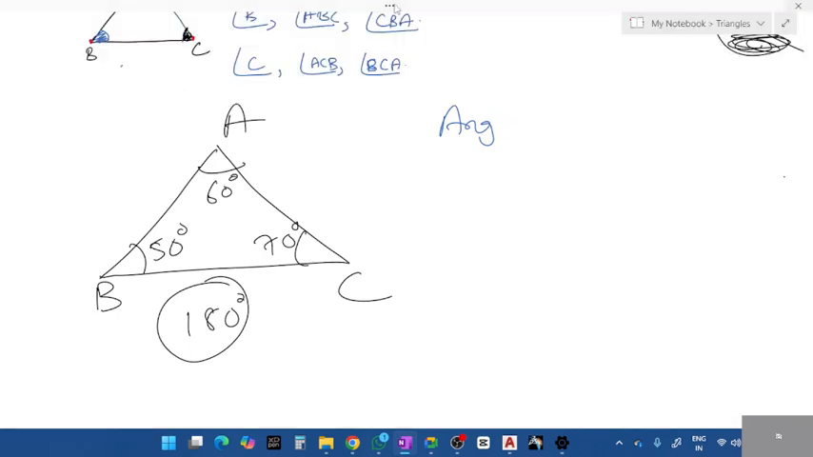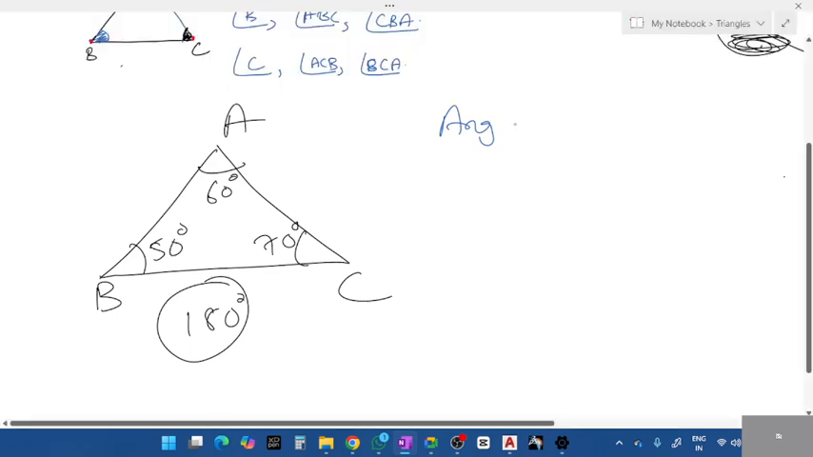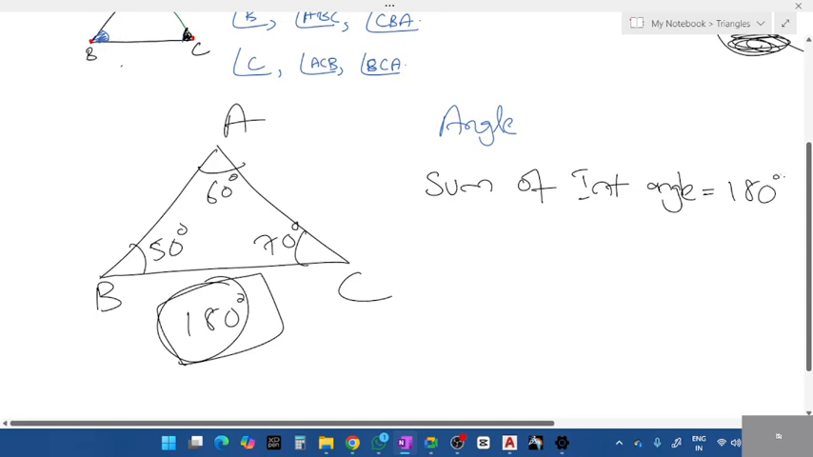angle in. Okay, what are we doing here? Adding or subtracting these angles to get 180? What's the mathematical term we use? We use sum. Sum of what kind of angles are these, interior or exterior? Interior angles. Have you heard your teachers always keep telling that the sum of interior angles is 180?